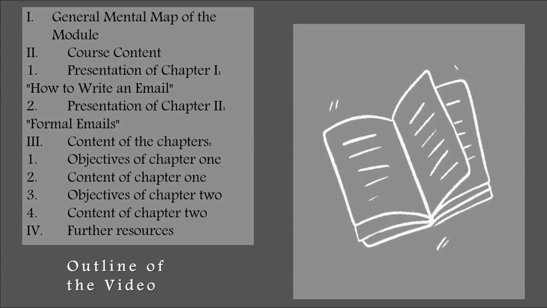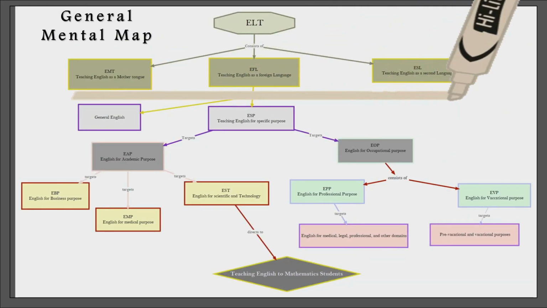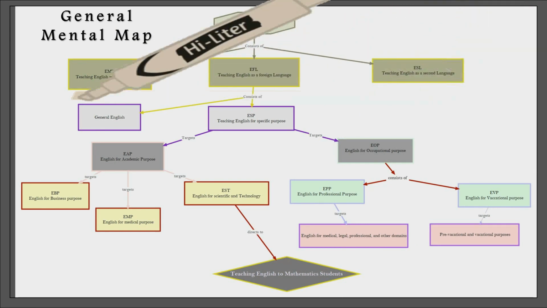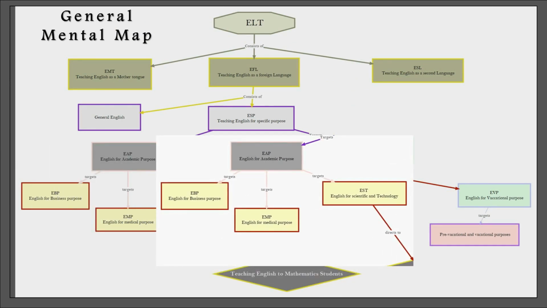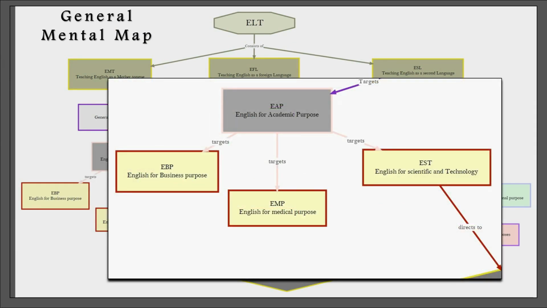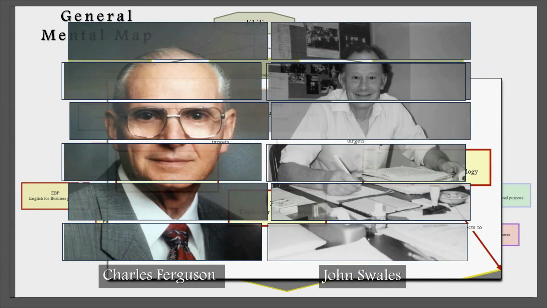Let's explore our first point here, the general mental map. It outlines the three branches of ELT and highlights the relevance of English for Specific Purposes, ESP, which customizes language instruction for specific needs such as business, medical, and academic English, including English for Science and Technology, EST. This approach emerged in the 1960s and was influenced by major linguists such as Charles Ferguson and John Swales.